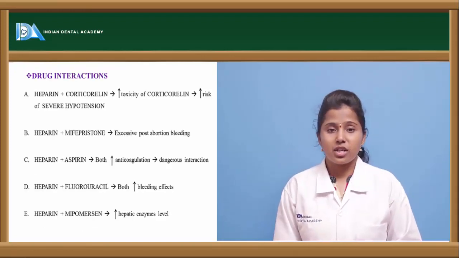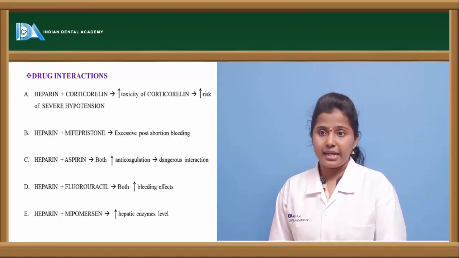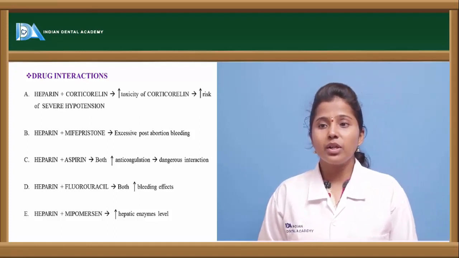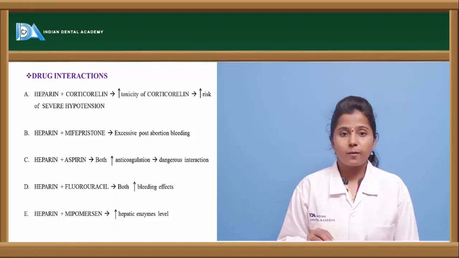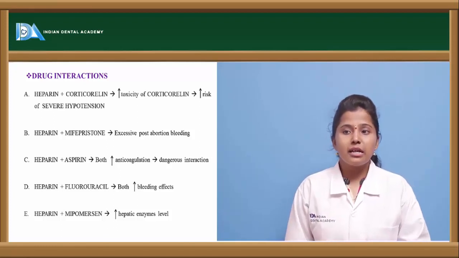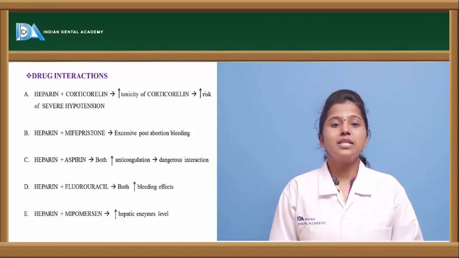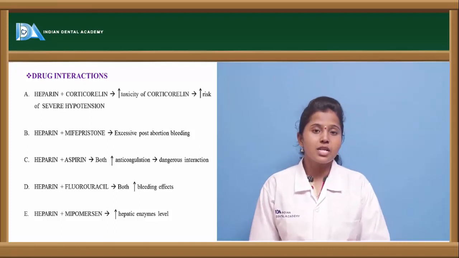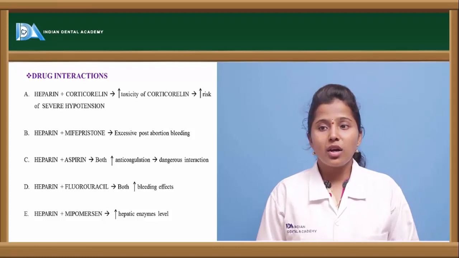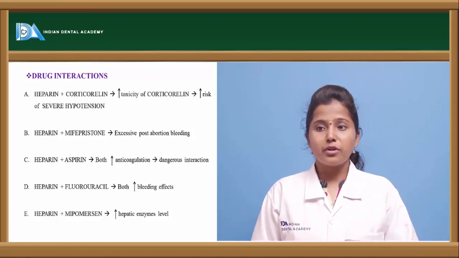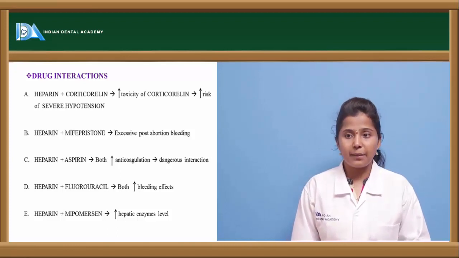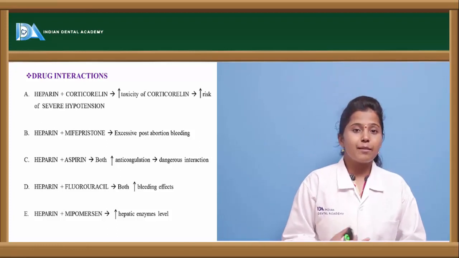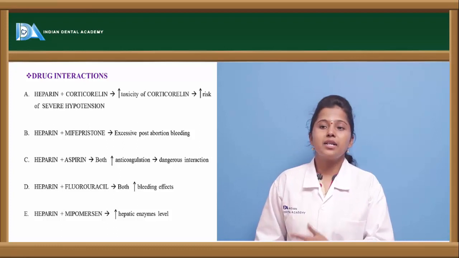And drug interactions. What are the drug interactions when heparin is given? Heparin combined with corticotropin shows increased toxicity of corticotropin and there will be severe hypotension. Corticotropin is a drug used in hypotension, and when combined with heparin, it shows a synergistic effect. Heparin should not be combined with mifepristone, which when combined with heparin shows excessive post-abortion bleeding.